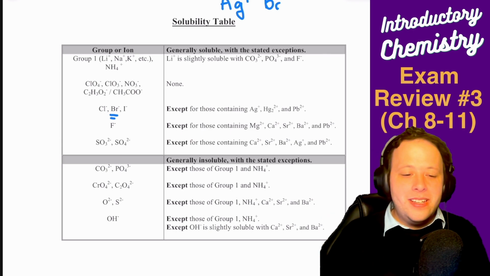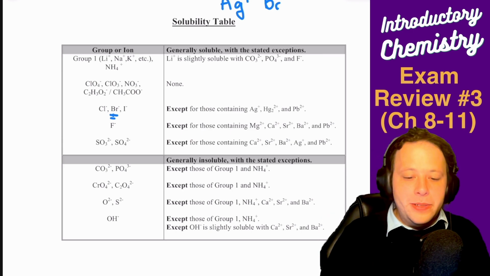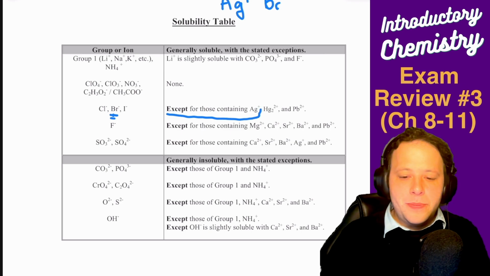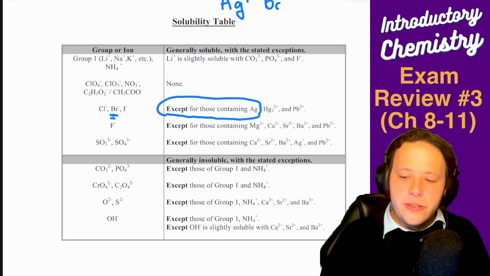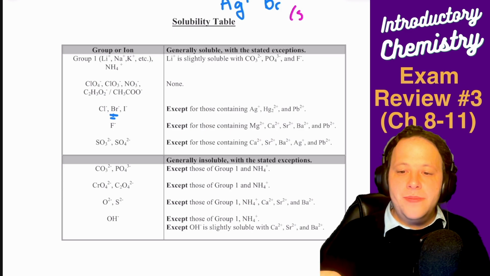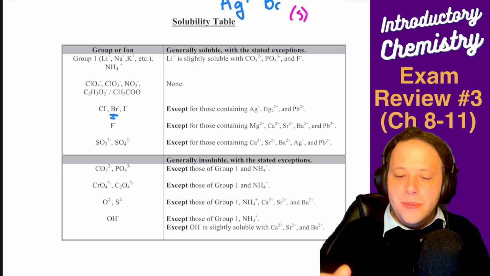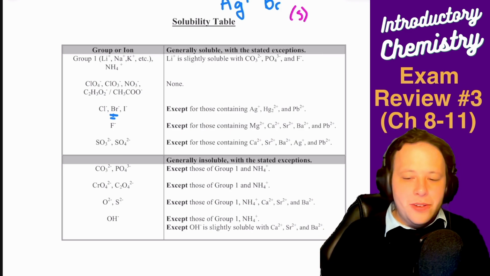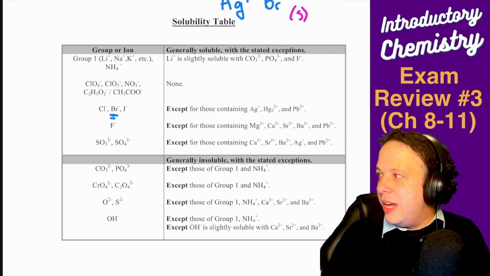So you see that bromine is soluble, except when it's bound to silver. That tells you that it's insoluble, so this would be a solid. The other ones, just to show how to use it if we had to.